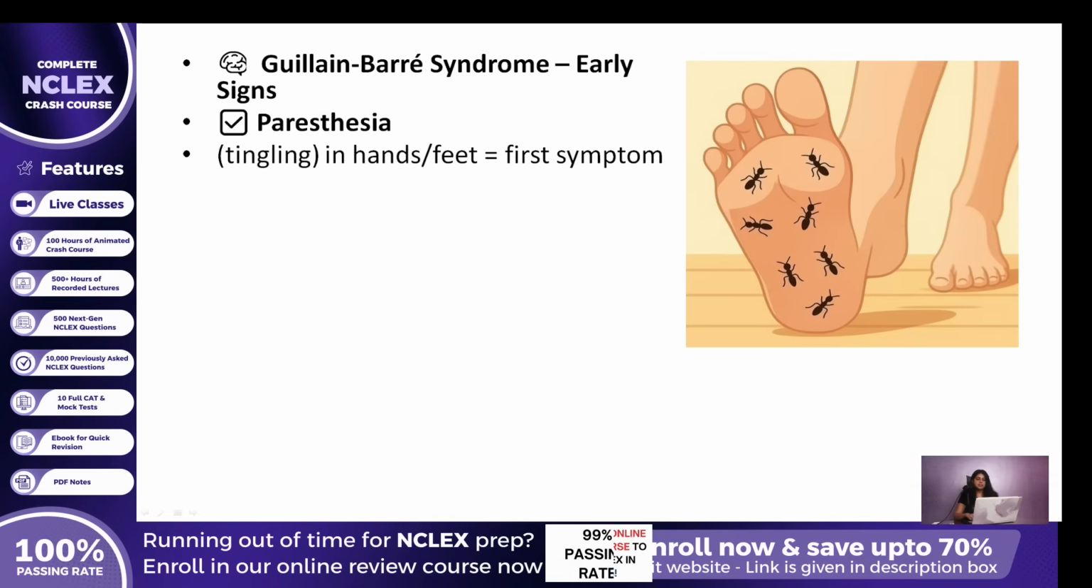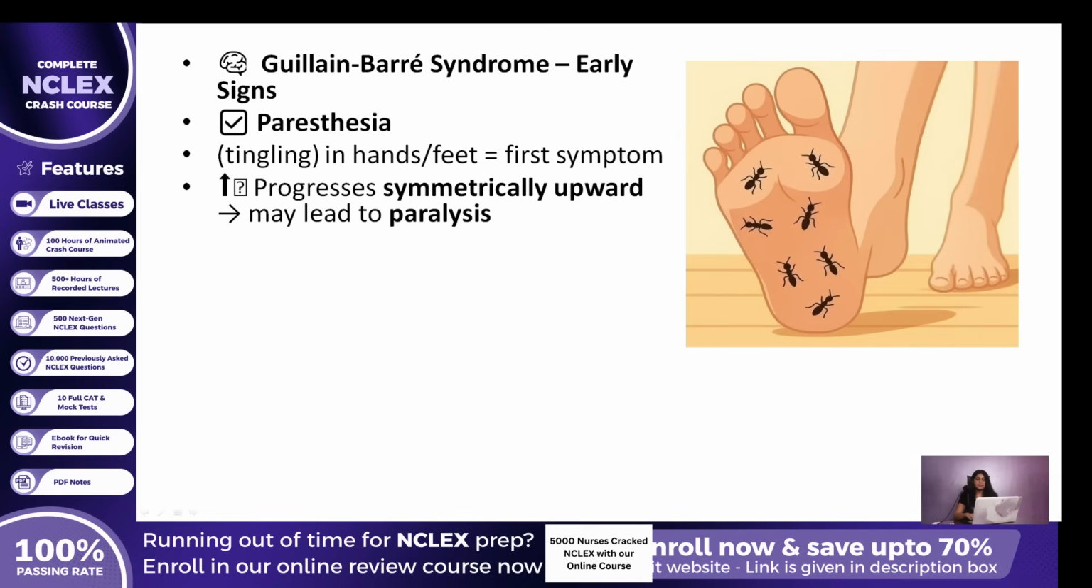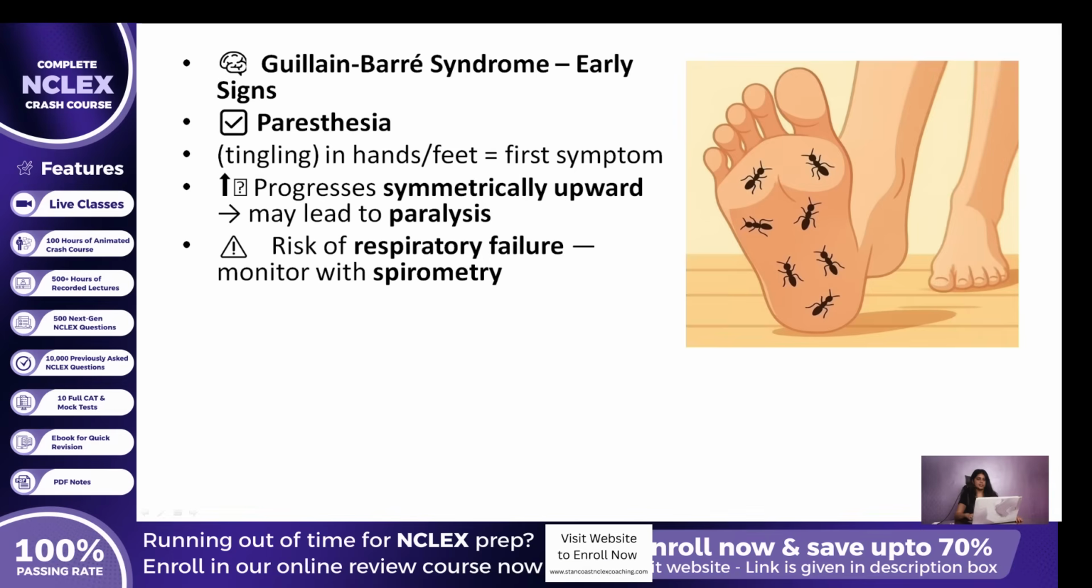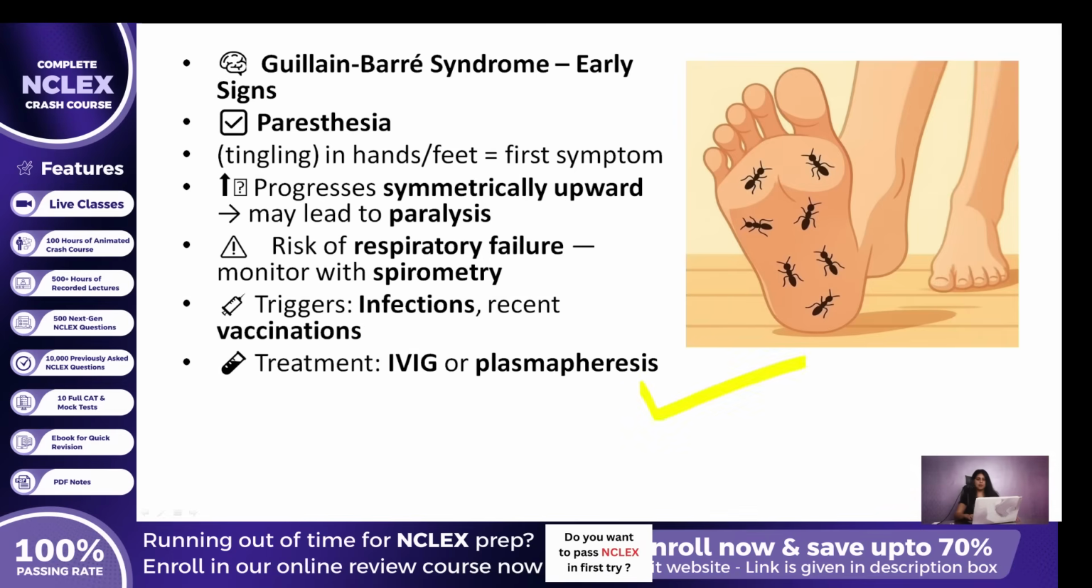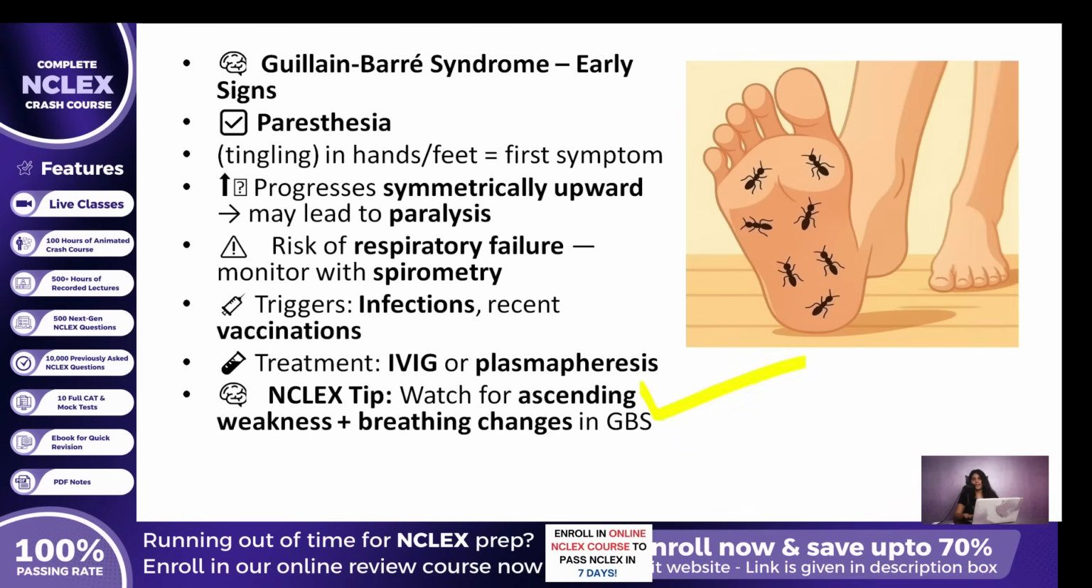Now, clinical pearls. Guillain-Barré syndrome begins with ascending weakness and paresthesia, with potential respiratory involvement. Triggers include infections and recent vaccines. Treatment includes intravenous immunoglobulin or plasmapheresis. Always monitor for respiratory decline using serial spirometry. Question 47.